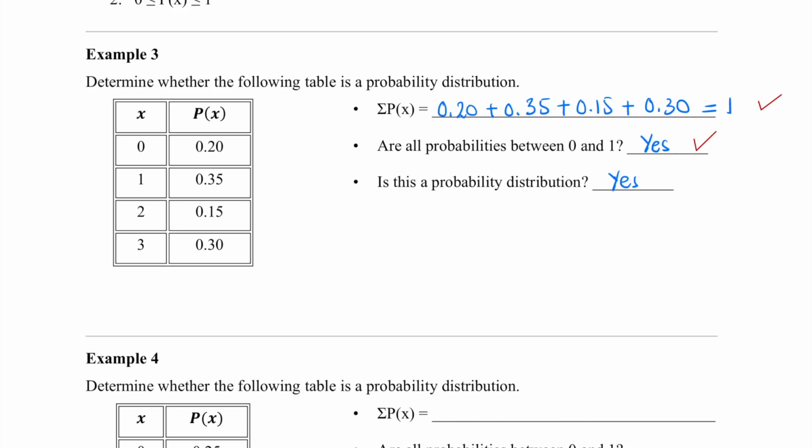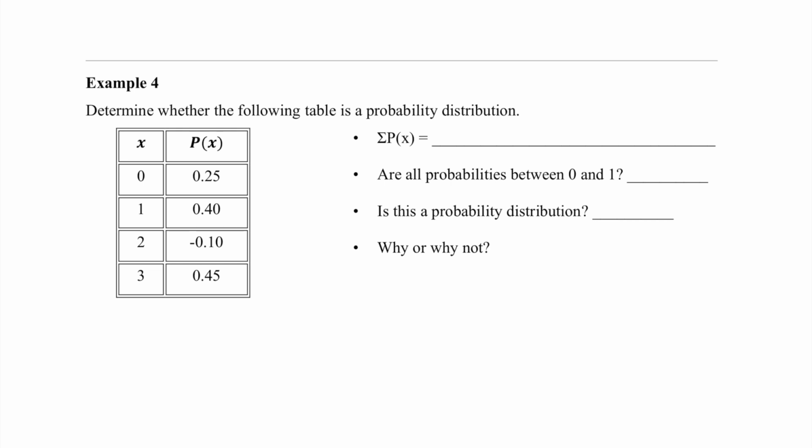Let's try another example. Example 4. We're given this table and we want to know if this table represents a probability distribution. Let's begin by finding the sum. We'll take 0.25 plus 0.40 plus negative 0.10 plus 0.45. And the sum equals 1.